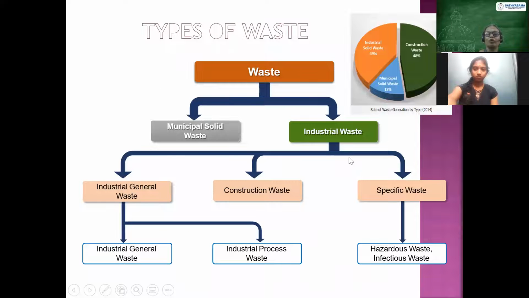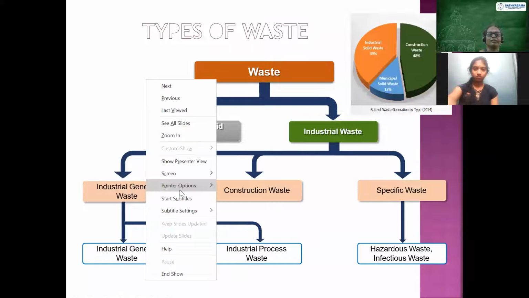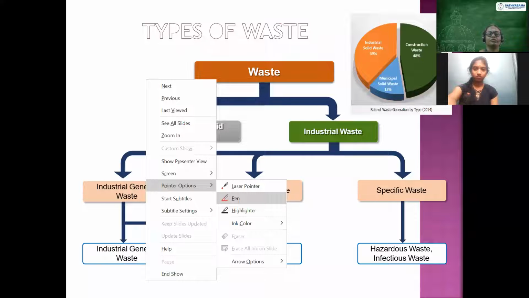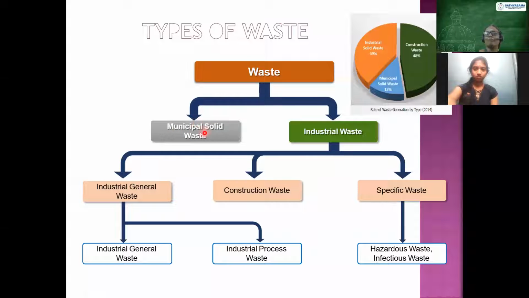Municipal solid waste, MSW, and industrial waste, construction waste, specific waste, and industrial general waste will be there. Industrial general waste has process waste also. In specific waste, there is hazardous waste and infectious waste. According to our Indian statistics, solid waste is around 39% in industrial, municipal solid waste is 13%, and construction waste is around 48%.